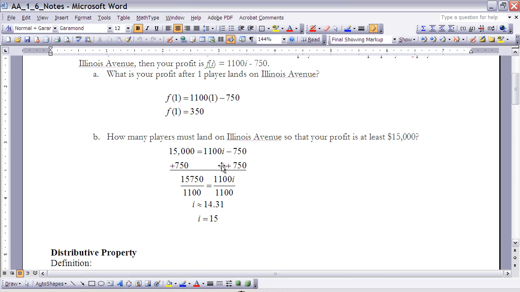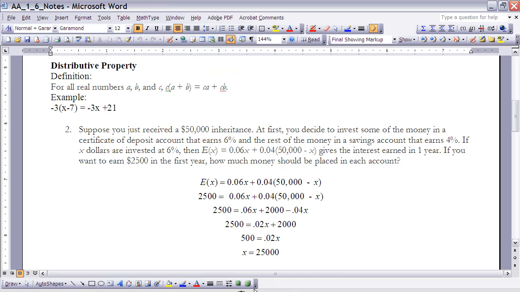In this case, I'm going to undo the minus 750 by adding 750 to both sides, which gives me this. And then I'm going to undo the multiplication by dividing both sides by 1,100. That gives me a little over 14 times. But it wants to know that your profit is at least 15,000. Therefore, the number of times a person would have to land on that would be 15.